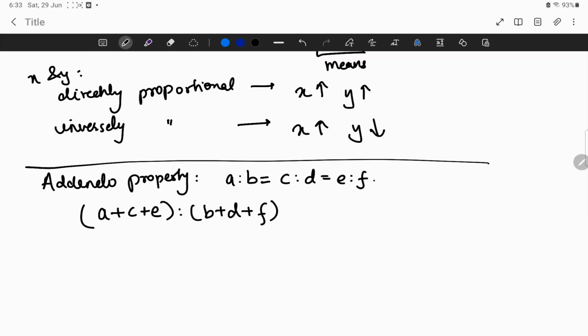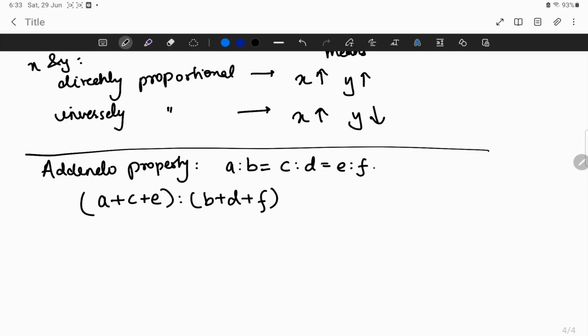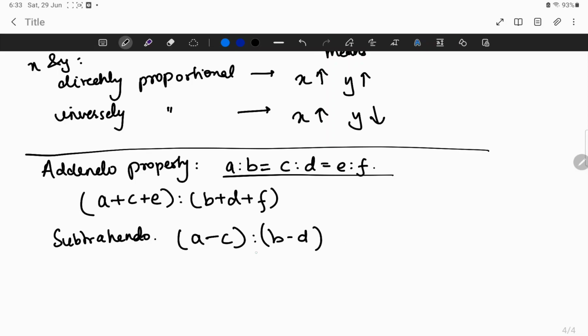Similarly, subtrahendo property means that if you have a is to b is equal to c is to d is equal to e is to f, let's just consider these two, then you know that a minus c is to b minus d is actually equal to a is to b, which is equal to c is to d.